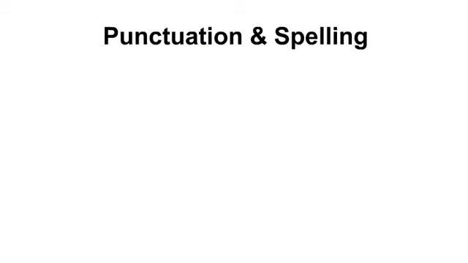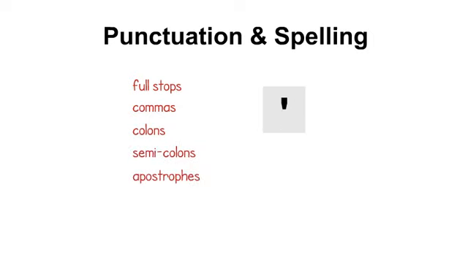This video looks at punctuation and spelling, which are important in academic and professional writing. Punctuation refers to marks such as full stops, commas, colons, semicolons, and apostrophes. It also refers to spacing within the text.